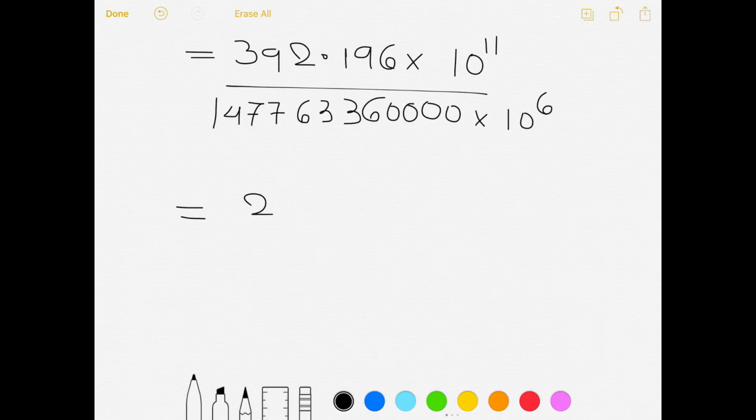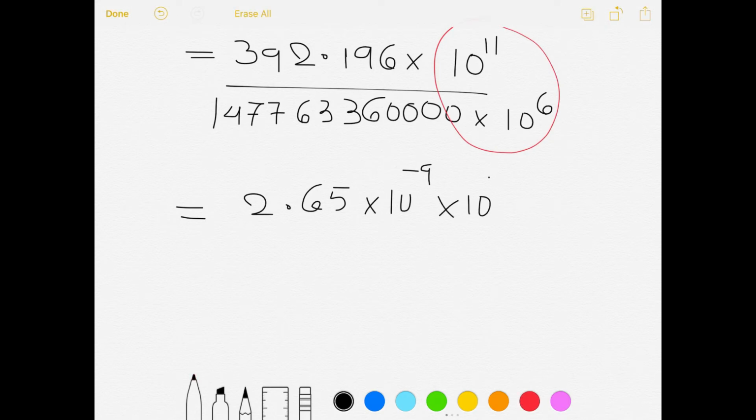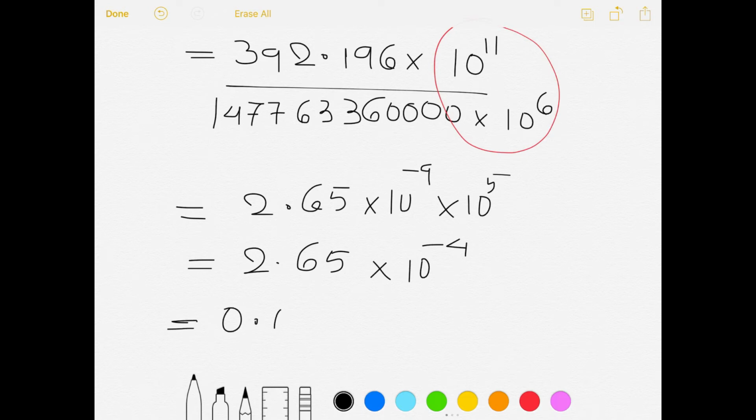What I get is 2.65 multiplied by 10 raised to minus 9, and on solving these, 10 raised to 11 and 10 raised to 6 divided by 10 raised to 6, I get 10 raised to 5. So on solving further, 2.65 multiplied by 10 raised to minus 4, and that will be 0.12365 Newton. So this is the force between an object, that is me, and the moon.